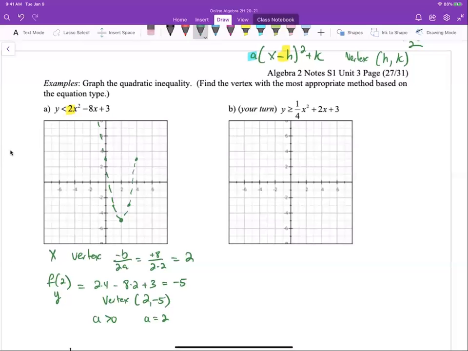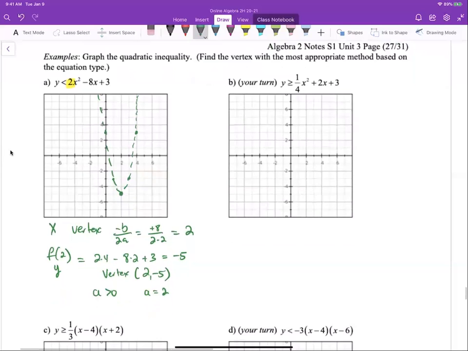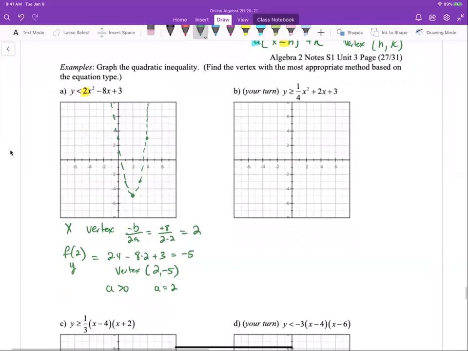So do your best. Okay, now if that is giving you heartache, the other way to potentially graph this is to say, what is y when x is equal to 0? So plug in 0 for all of your x values, and you will find that y is equal to 3. So we can find this point at the y-intercept and then use symmetry.